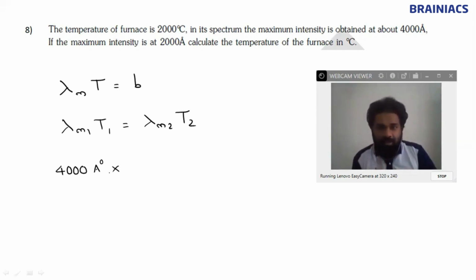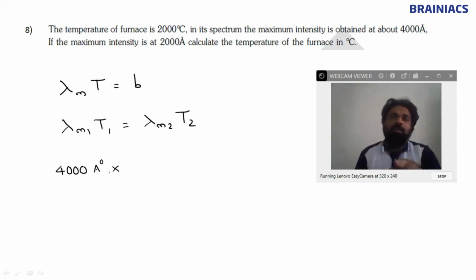That will not be cancelled off. So if we directly do, since the answer they have asked is in degree Celsius, if you put in degree Celsius, you will be getting a different answer. And if you do in Kelvin scale and convert into Celsius in the end, that will be a different answer. So while doing this problem, you need to be very careful about the units. So I shall show you.